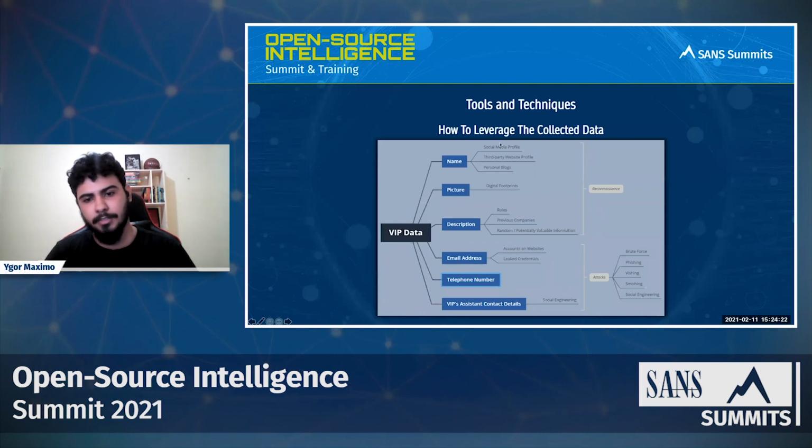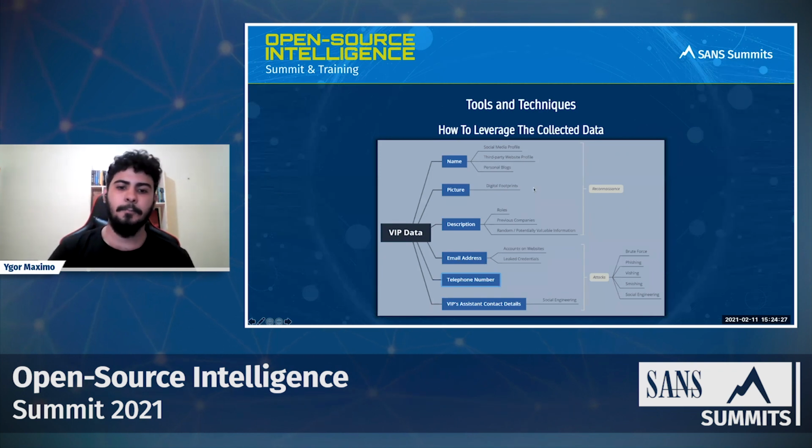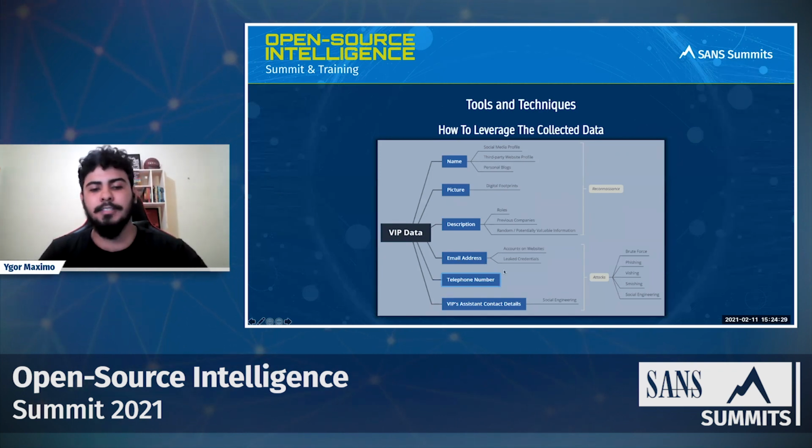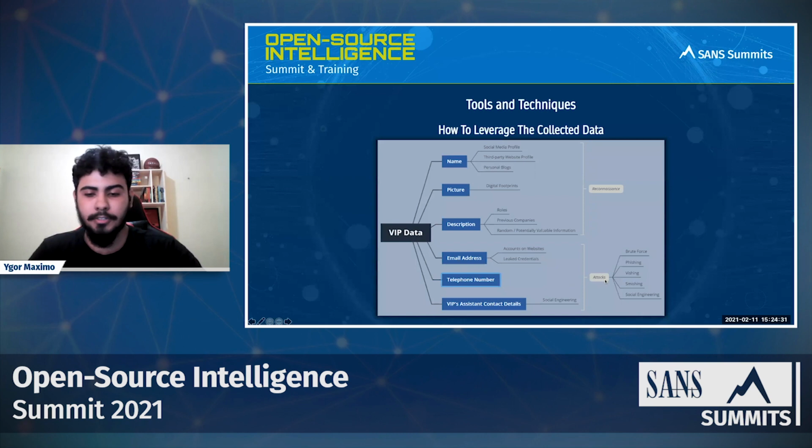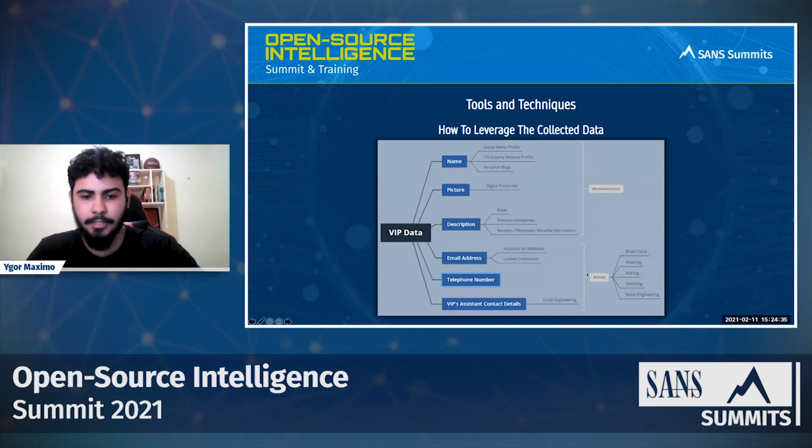So this is all the reconnaissance phase. It's a passive way to collect data. On this other type of data, you can actually perform some action. These are the types of attacks that you can use after you gather that data: brute force, phishing, vishing, smishing, social engineering. Okay.